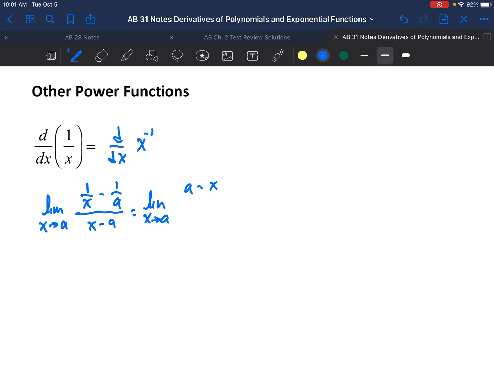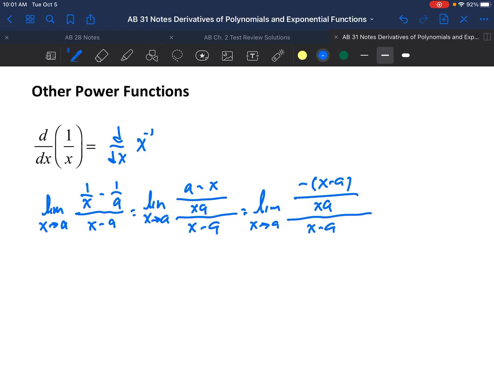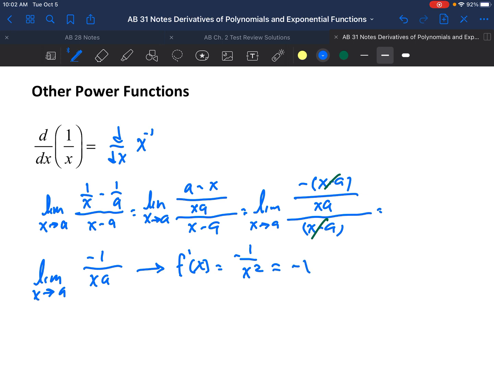That would be a subtract x over xa, over x minus a, which is the limit as x approaches a of negative x minus a over xa, over x minus a. That cancels. And we've got the limit as x approaches a of negative 1 over xa, giving us f prime of x is equal to negative 1 over x squared, which is the same thing as negative x to the negative 2.